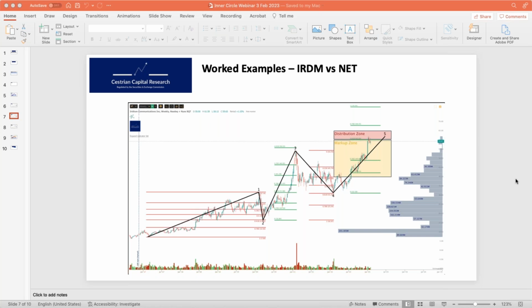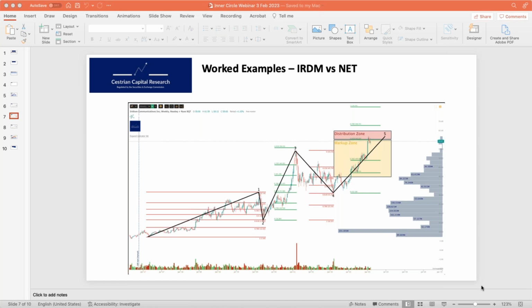If you read our stuff, you'll know that we use this accumulation markup distribution method in our stock by stock analysis. So, Ron, I'm going to mute you if you don't mind. Sure. Okay, you can unmute anytime.